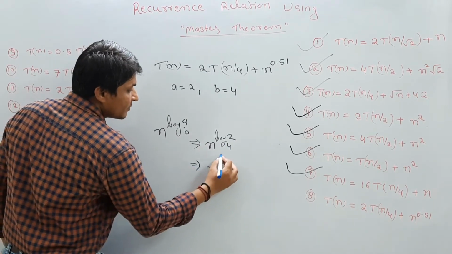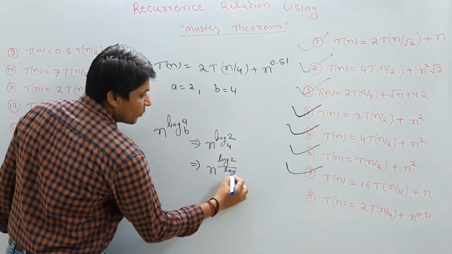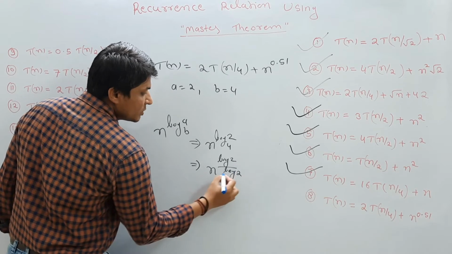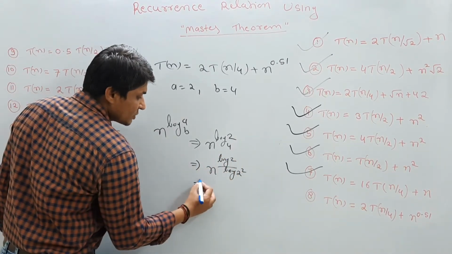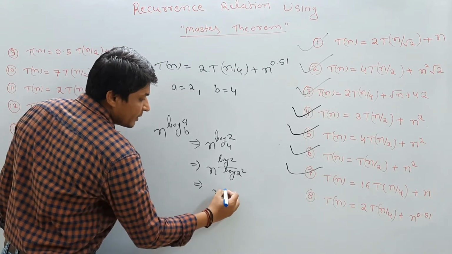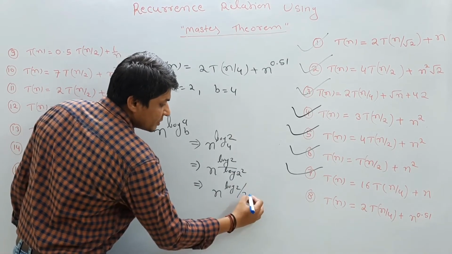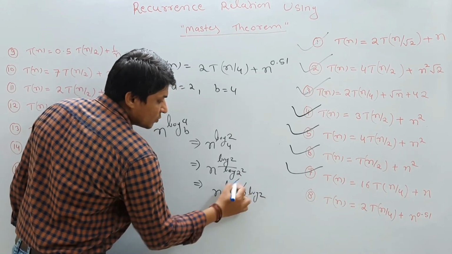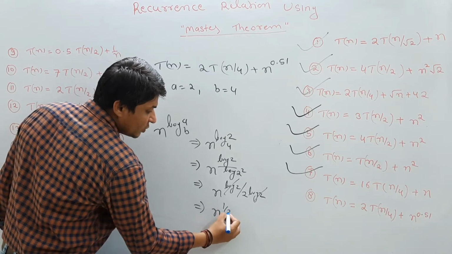n raised to power log 2 upon log 4. So let me write 2 raised to power 2. Correct. So 4 can be written as 2 raised to power 2. Now it is going to be log 2 upon, so this 2 will come this side, it is going to be log 2. So log 2 cancels. So it is going to be ultimately n raised to power 1 by 2.